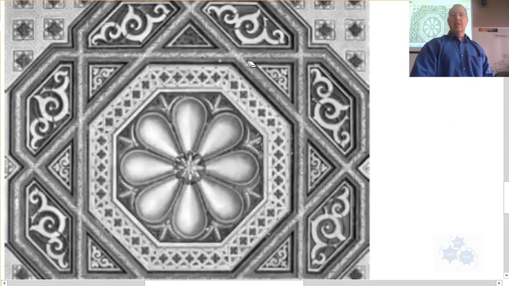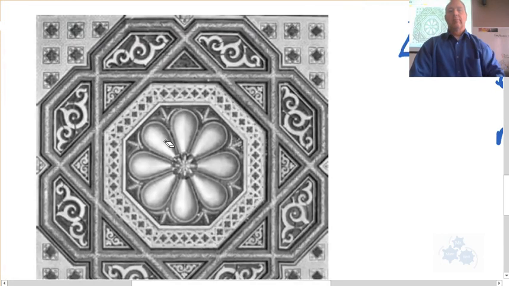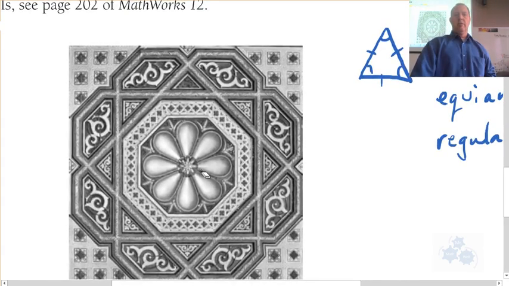I think I kind of see a square here, right? The square. So that would be a regular quadrilateral, I guess. A square. Regular. All the side lengths the same. All the angles are the same. Okay.